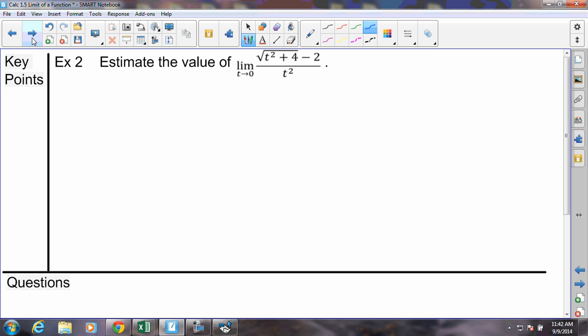Our example 2, same process. Estimate the value of this function. Estimate the value of the limit as t approaches 0 of the function t squared, the square root of t squared plus 4, then subtract 2, all over t squared. Well, let's get that typed into the calculator.